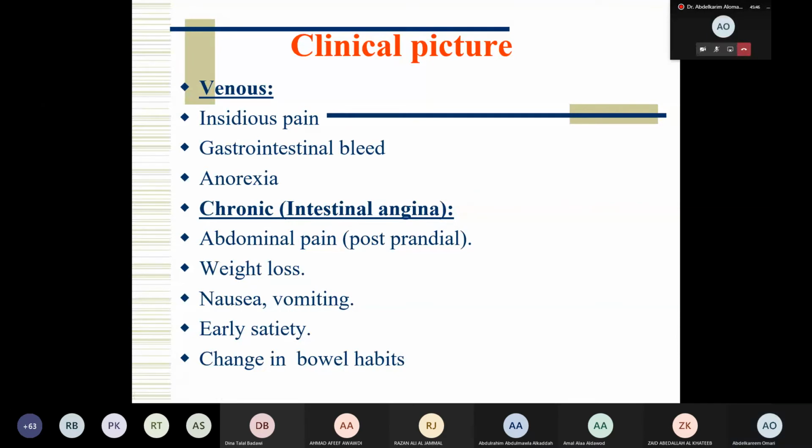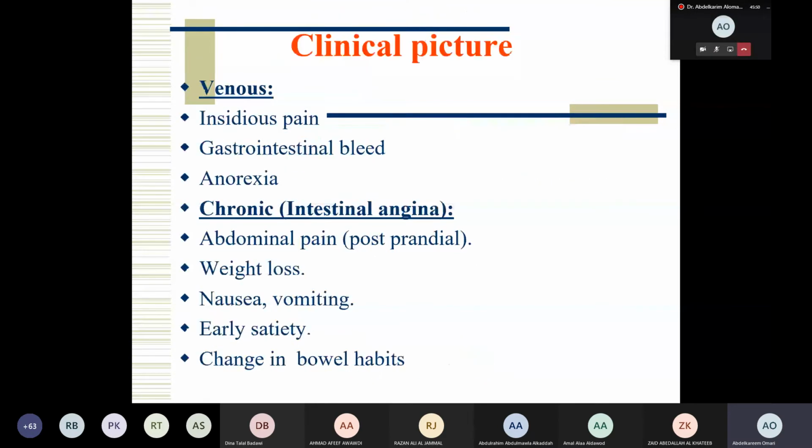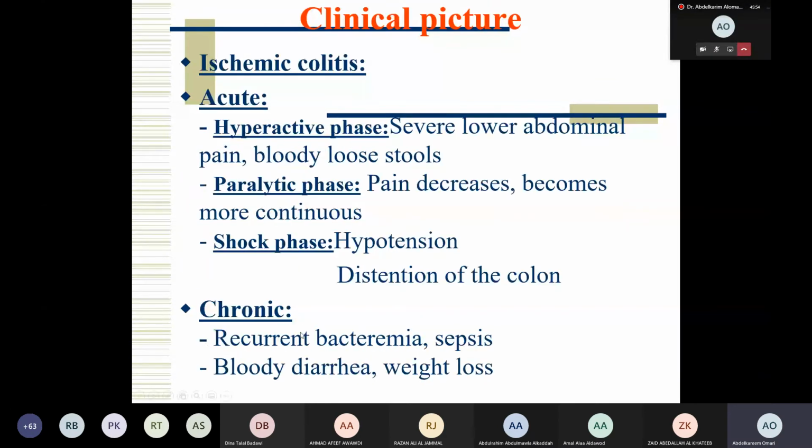This is the chronic intestinal angina. Signs, what are the signs? Look at the signs in the acute stage. Severity of pain is out of proportion to the abdominal findings. Pain is very severe. Pain is very severe.